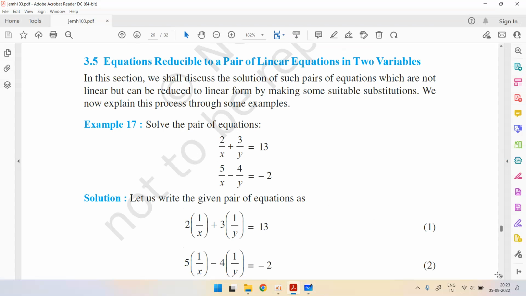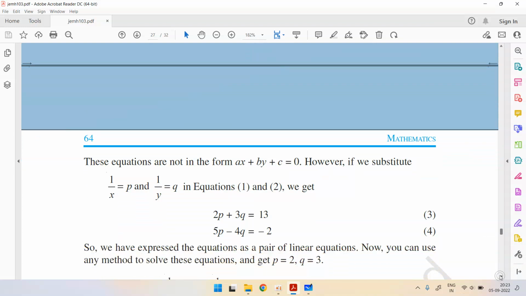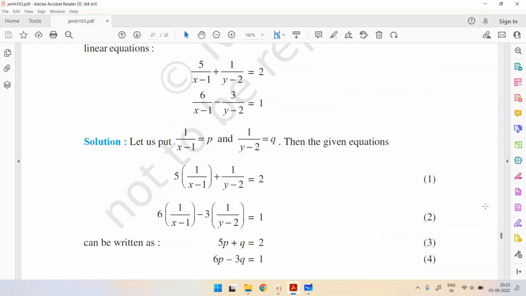They have also done the same thing. Yes, they have taken p and q, we have taken u and v, they have taken p and q, and so the values of p and q are 2 and 3, so the values of x and y are 1 by 2 and 1 by 3.